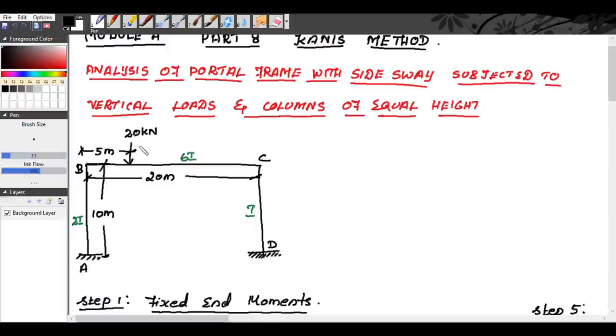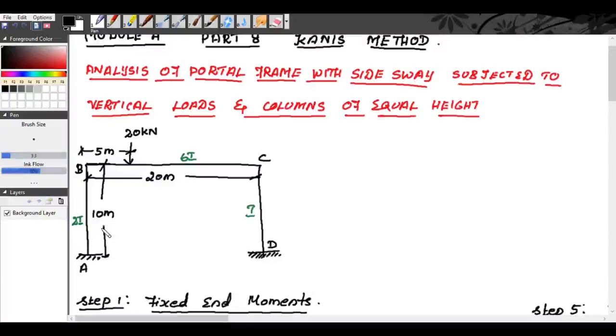Here we have one vertical load, 20 kilonewton, acting at a distance of 5 meter from B. The frame is ABCD, the columns are AB and CD. The columns are of 10 meter height and the beam BC is 20 meter span. So this is a portal frame. Now there is a concentrated load of 20 kilonewton at a distance of 5 meter from B.